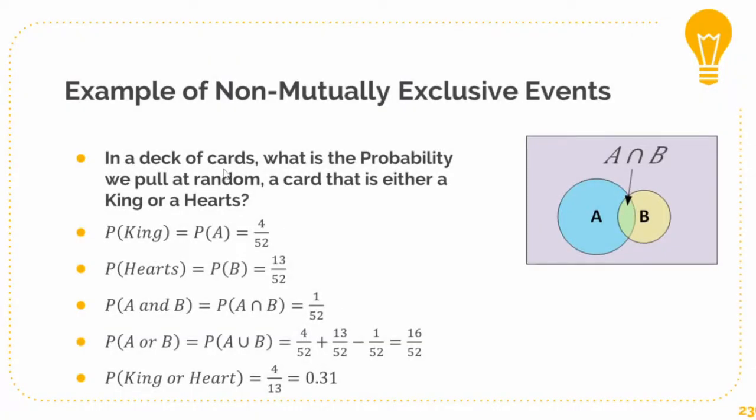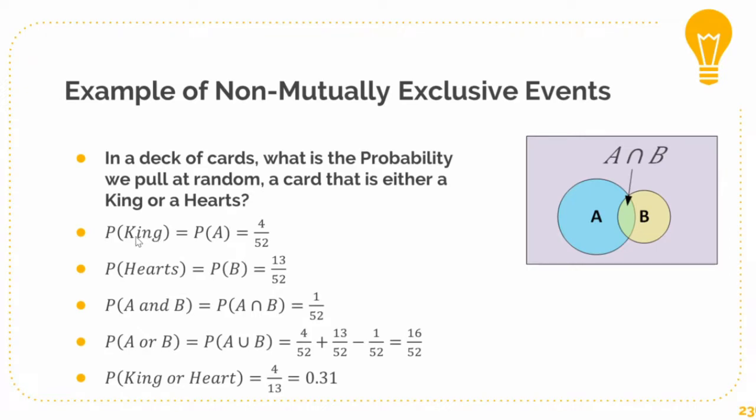So here's an example of a non-mutually exclusive event. Here's the illustration in the set diagram. Now these events can occur together. So what's a good example to use? Let's look at cards. So now we have this question here. We have a deck of cards and we pull a card at random. What is the probability of that card being a king or hearts? The king of hearts does exist, so they both can occur together. It exists somewhere here. So let's take a look at this.